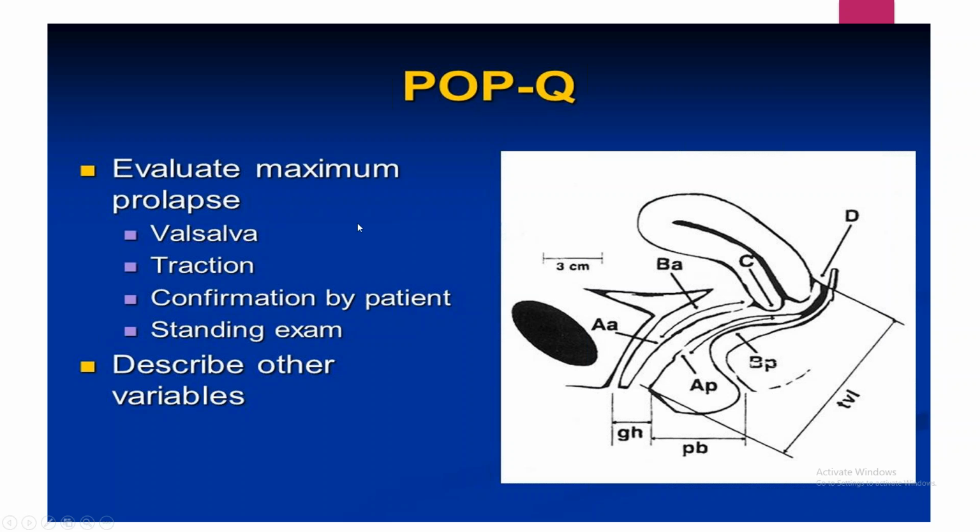How are you going to measure this POPQ? We have to ask the patient to strain maximally. We can do it either in the Valsalva position, or we can give traction on the prolapse and measure it. We have to confirm with the patient that it is the maximum prolapse, or we can do it in the standing position.